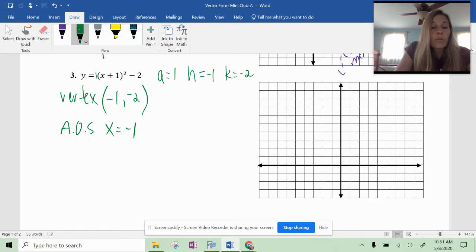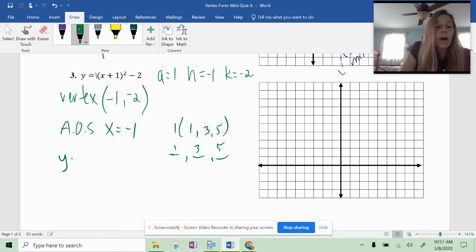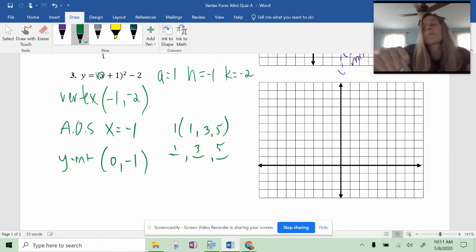And then we can use that graphing pattern if we want, the 1, 3, 5. Right, which is just going to be 1, 3, and 5, of course, because that's not going to change. If you want to know what the y-intercept is, you got to put that 0 in for x. So 1 squared is 1, 1 times 1 is 1, 1 minus 2 is negative 1.